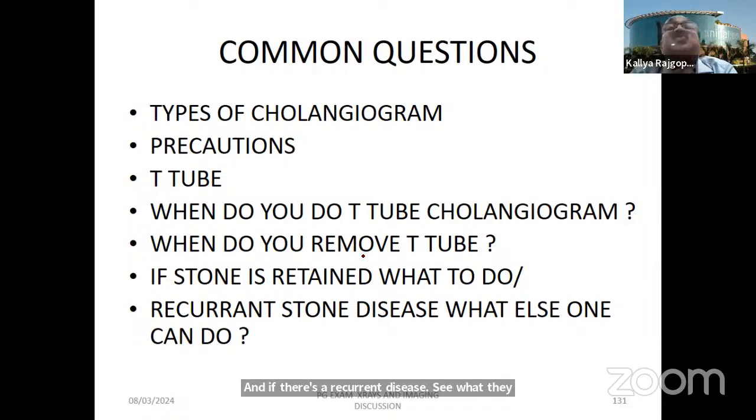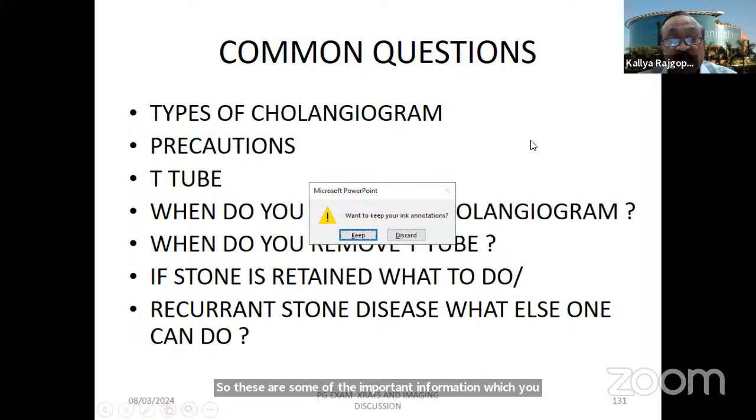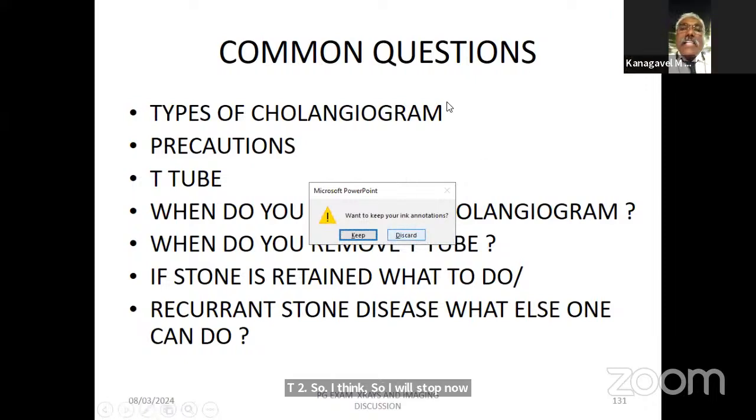I want all of you to read some more details about the role of choledochoduodenoscopy. So these are some of the important information which you need to know, right? So that's about the T-tube. So I think, sir, I will stop now.